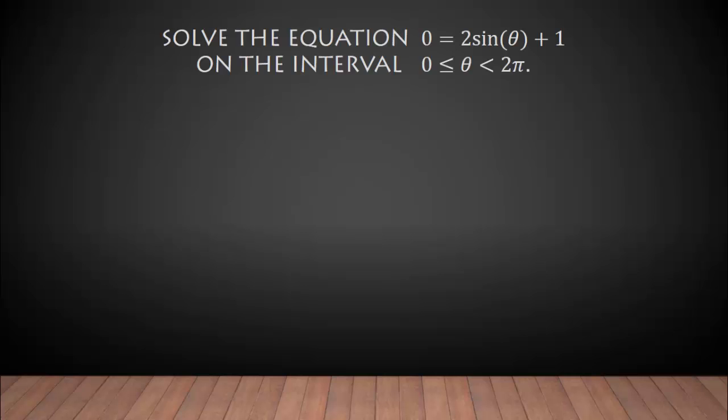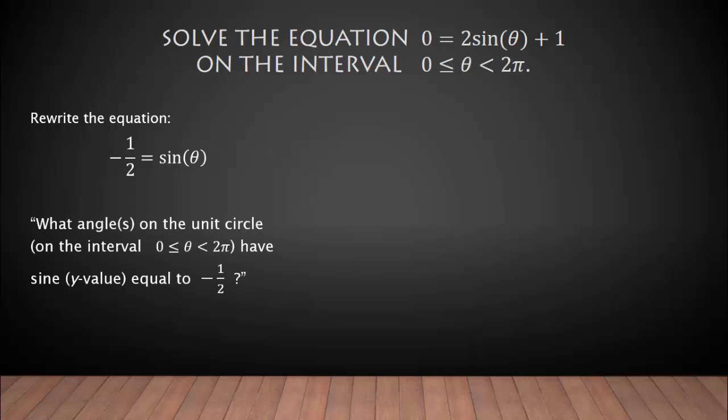Solve the equation 0 equals 2 sine theta plus 1 on the interval 0 is less than or equal to theta is less than or equal to 2 pi. Rewrite the equation solving for the trig function. We get negative 1/2 is equal to sine theta.